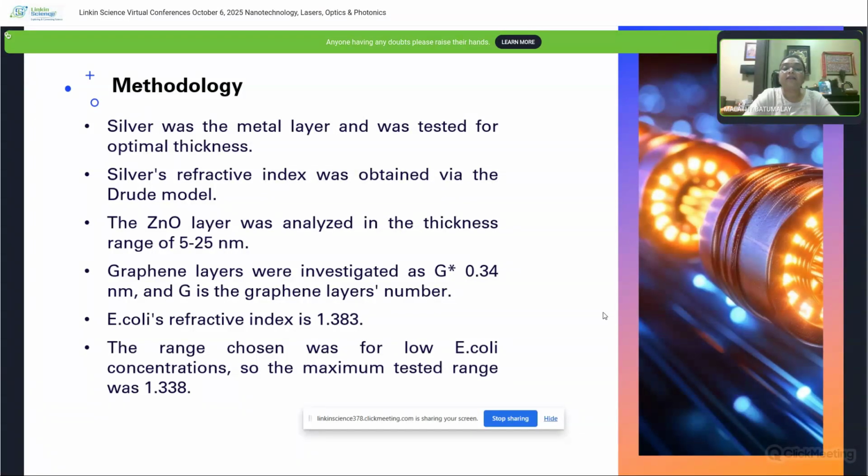E. coli's refractive index is 1.383. The range chosen was for low E. coli concentration, so the maximum tested range was at 1.338.